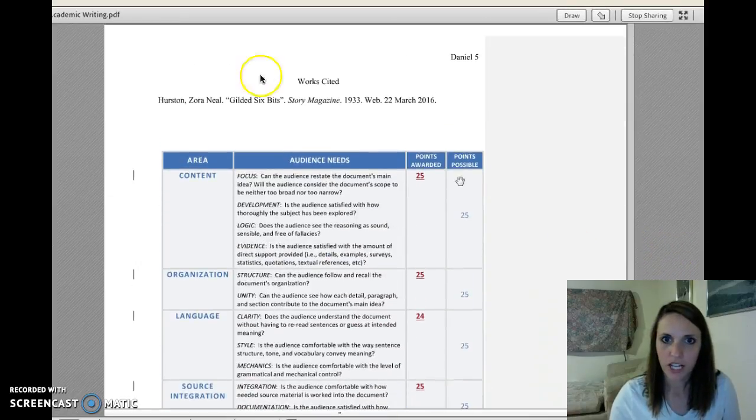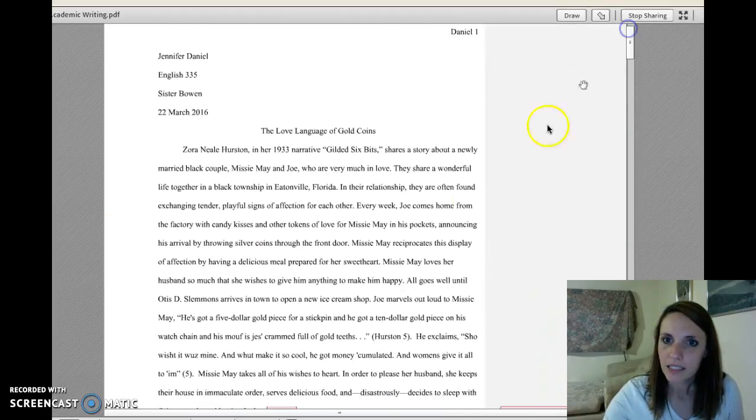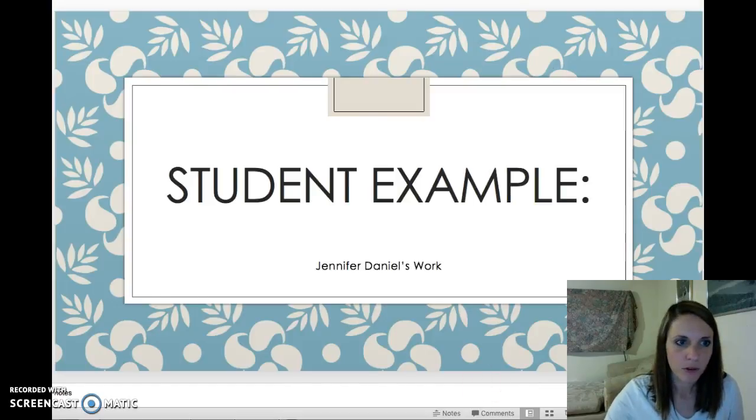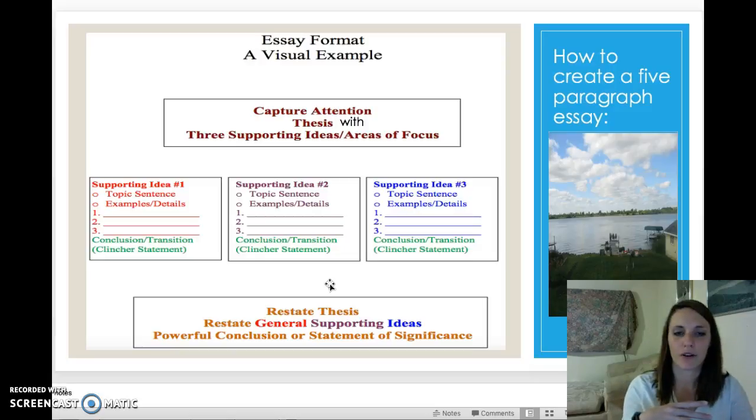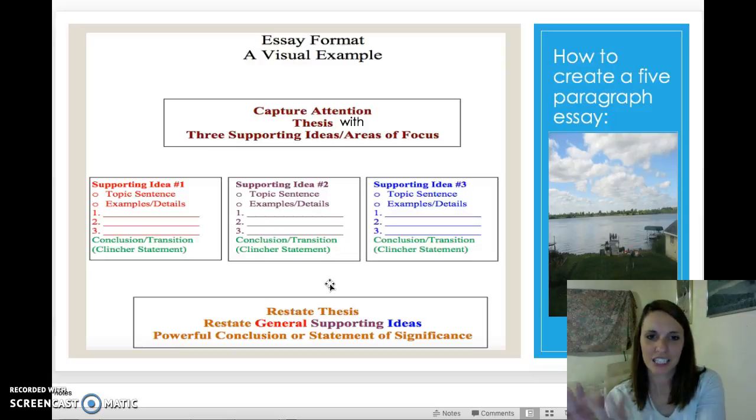MLA. She had that, and then I pasted the rubric at the end of it to talk with her about how she did with content, organization, language, and source integration. So anyway, that's some help on scaffolding. The most important thing I want you to come away with is that organization matters. Some people think, oh, there are so many different ways to write an essay. It's so nice when it's evolving or wrapping up to get to the thesis at the end.